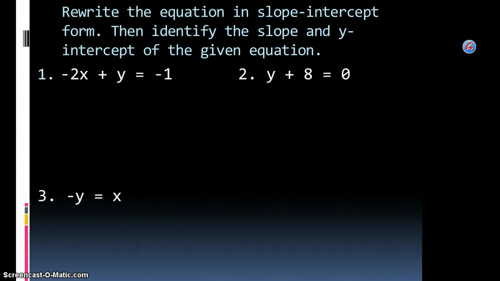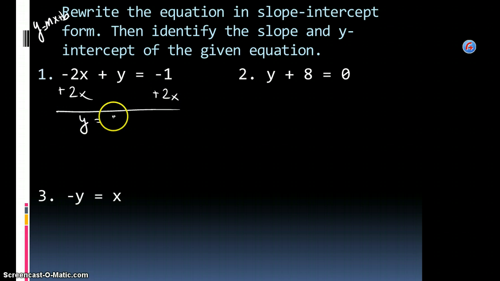Example 1, rewrite the equation in slope-intercept form, then identify the slope and y-intercept of the given equation. So the first thing I want to do is get it in slope-intercept form. That means y equals mx plus b. So y is not alone. I'm going to get rid of this negative 2x by adding it to both sides. And so I get y equals 2x minus 1.